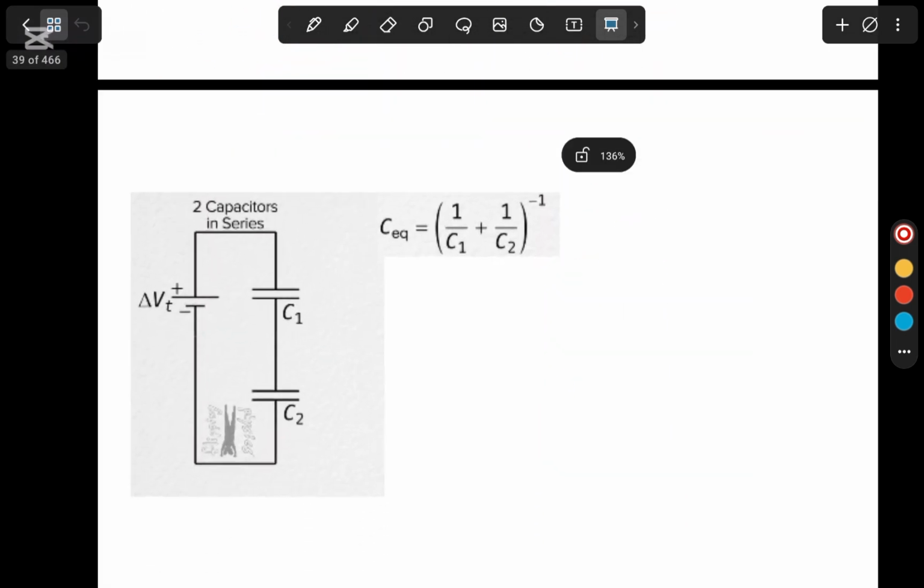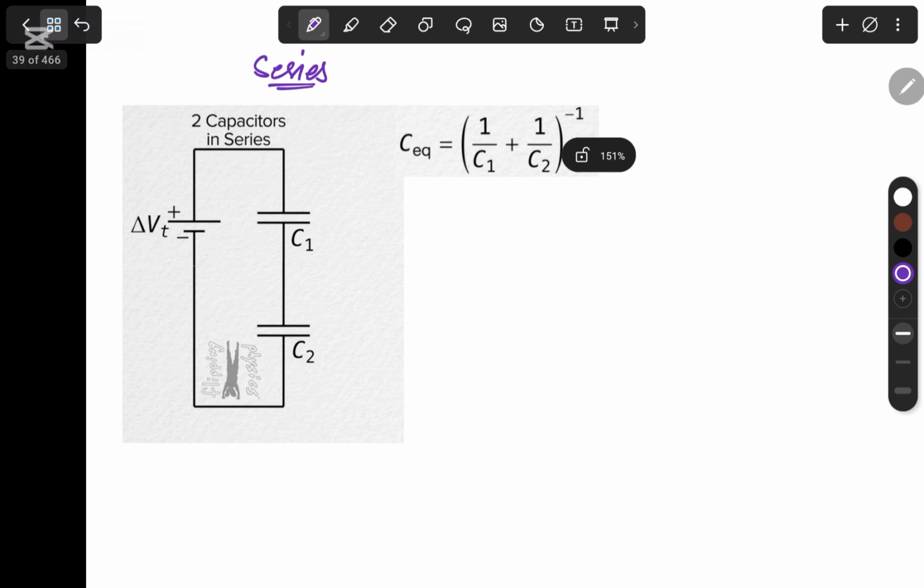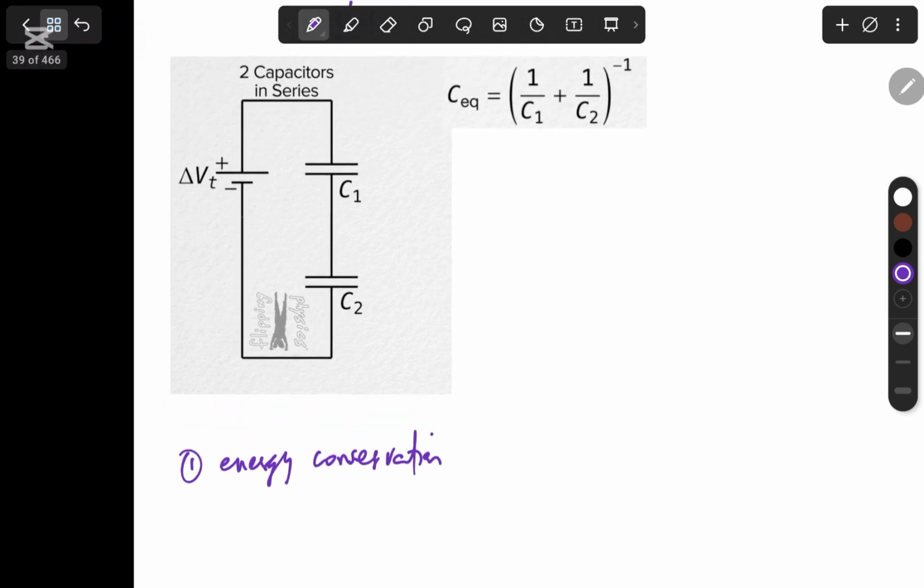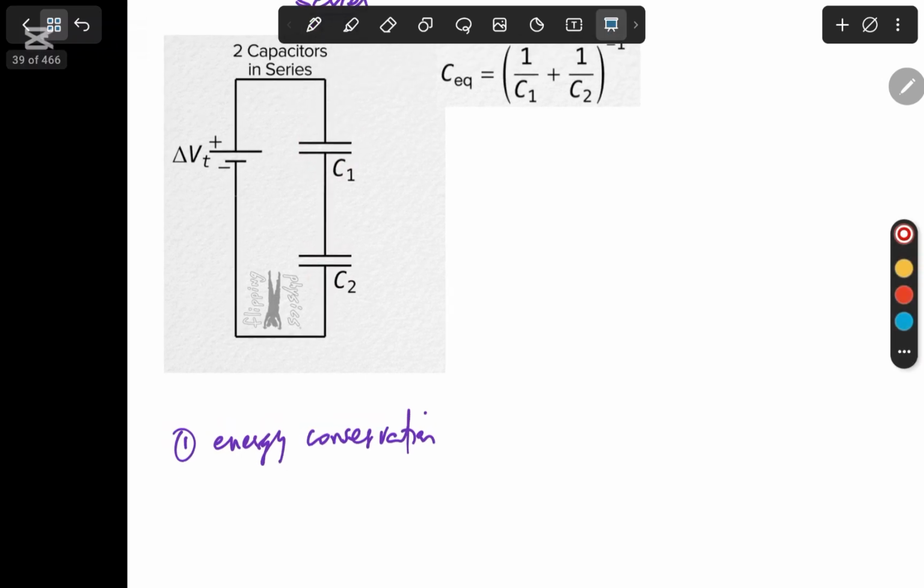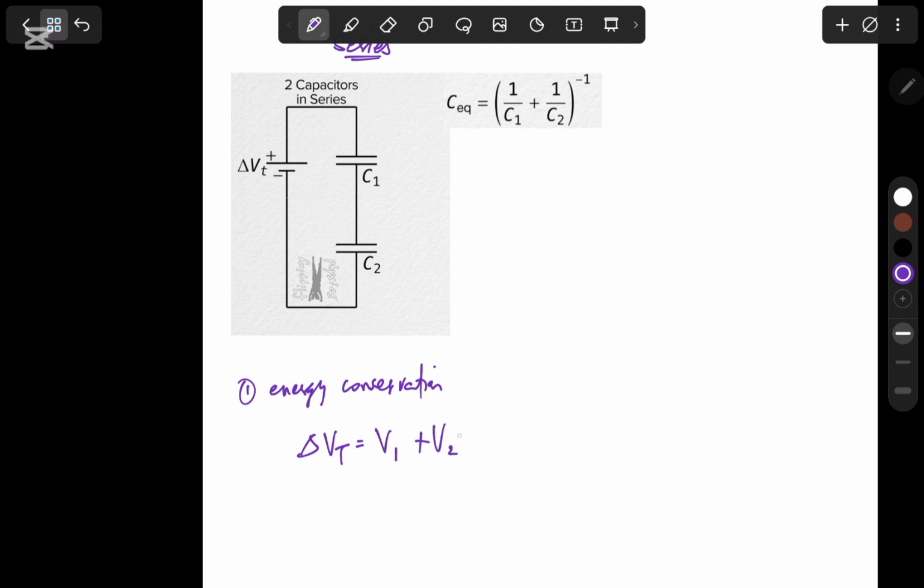Now let's talk about series. When capacitors are in series, again we're going to apply energy conservation first. If you remember again, here the voltage will be split between C1 and C2. It's similar to what you did in AS level, we're just connecting things here. So again, V total is equal to V1 plus V2.